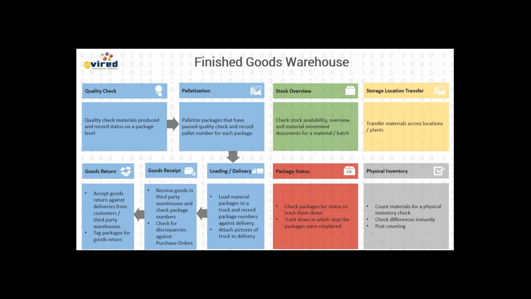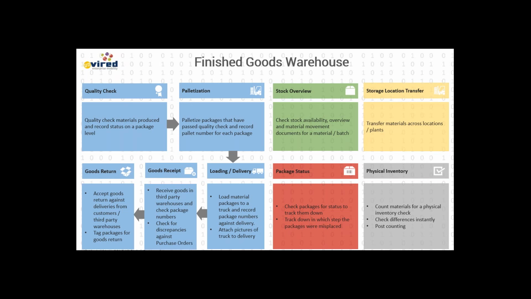So in the finished goods warehouse, you have multiple processes that are happening where you can track the package. When the package comes from production, the first step is you could do a quality check with the help of a mobile application, take a delivery or start a quality order and check all the produced materials, produced packages, and record the status of the quality check on each package rather than just recording at the quality order level.